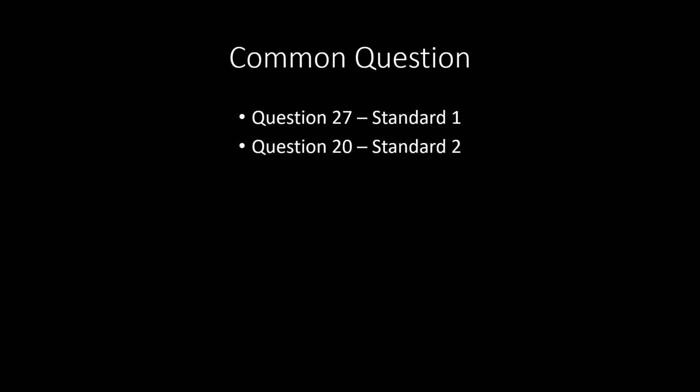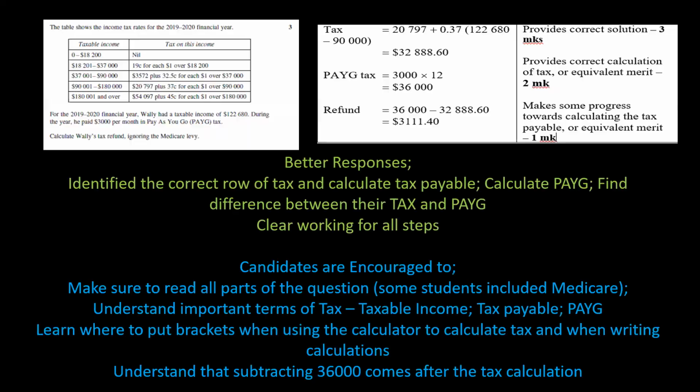Okay, the next question we have was another common question. It's question 27 in standard 1 and question 20 in standard 2. Okay, this is our tax question. Again, a concept that's introduced in stage 5, and on the whole, it was well attempted. Most students were able to achieve 1, 2 or 3 marks in this question.